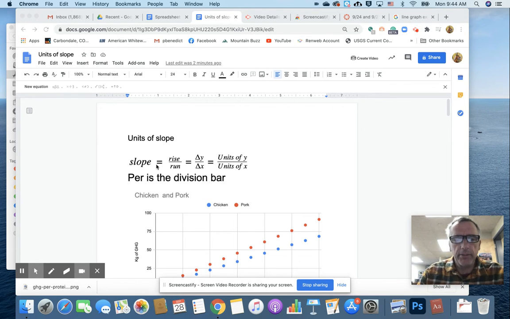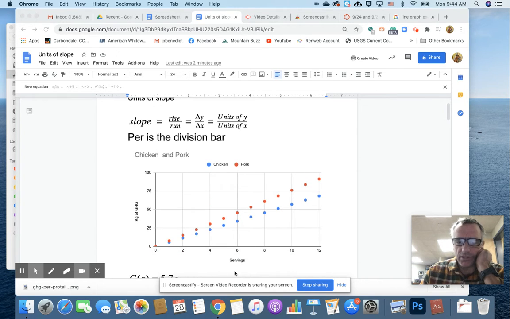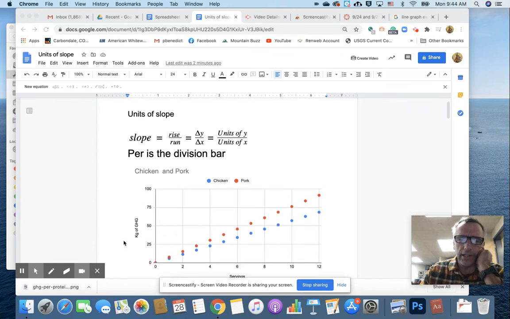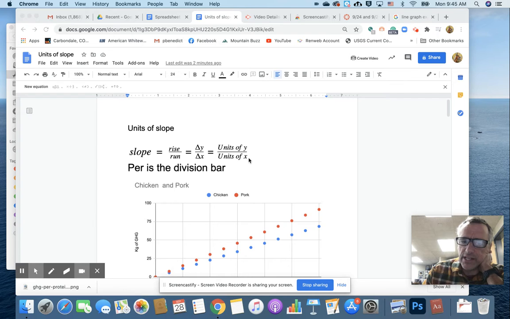Hey, I wanted to talk a little bit about units of slope. Sometimes that may seem a bit confusing, but when we are talking about functions that turn some x unit into some sort of y unit, it's important to understand units of slope. We know that slope is rise over run, or the change in y over the change in x. But with all these functions, when we talk about units of slope, we're going to talk about the units of the y coordinates and the units of the x coordinates.